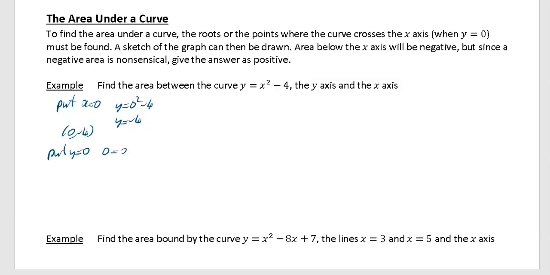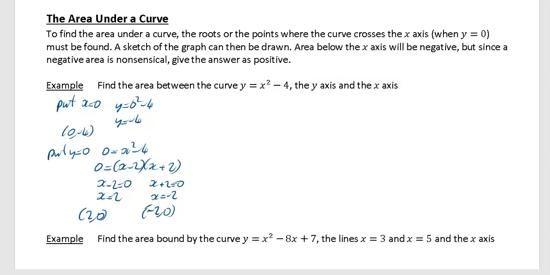That means 0 is equal to x squared minus 4. This is a quadratic, and you should recognize this is the difference of two squares. So it factorizes to be (x minus 2)(x plus 2). If x minus 2 is equal to 0, that means x is equal to 2. Or if x plus 2 is equal to 0, that means x is equal to minus 2. So you've got another 2 points, (2, 0) and (-2, 0).